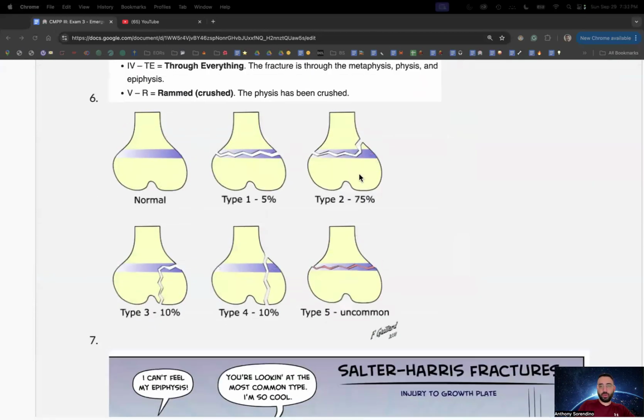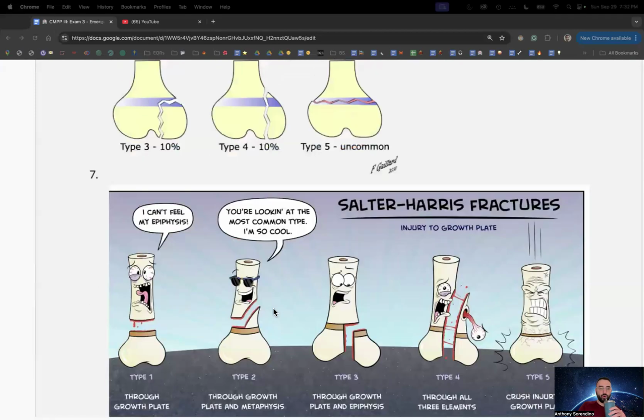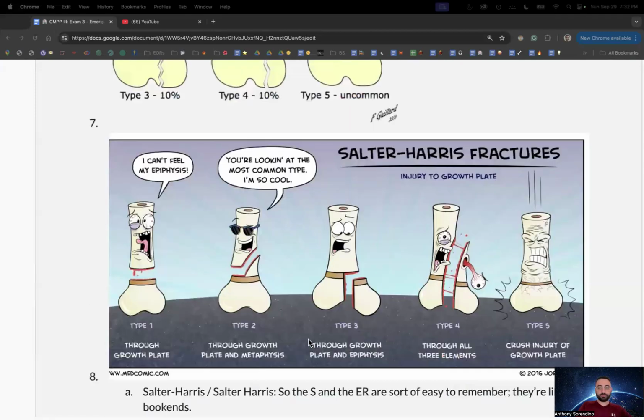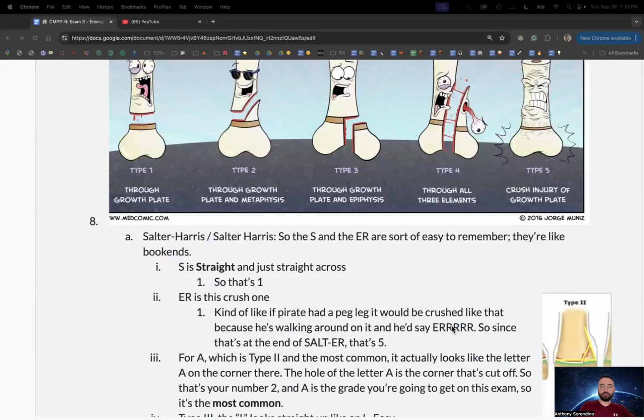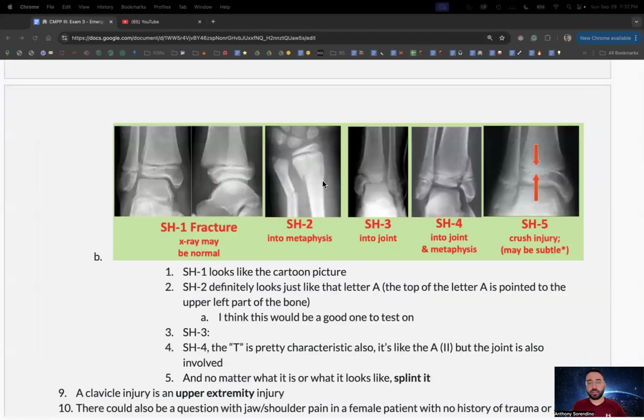Here's just another way to look at this. So here's the A, the little tip of the A here for type 2. Here's all the way through for type 4. So the metaphysis. So just kind of another way to look at that A. So again, you have the A here and then 4 done. I don't know if I actually have. So here's an actual X-ray. So this is a great one. This is a 2. So this is the corner of your A, right?